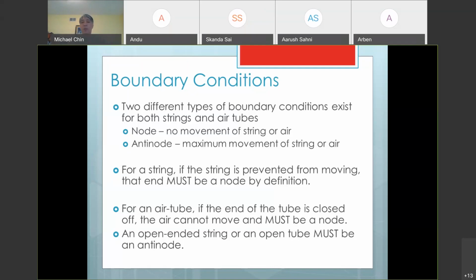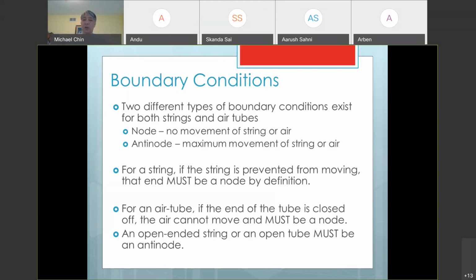For a string, it's almost always the ends are going to be nodes. Doesn't have to be. I can hold a string vertically and wiggle it, and it will reflect off of the end of the string that's free to move, and it will reflect on its way back up. So it doesn't have to be, and for whatever reason, the IB says we're going to deal with the open situation for a string as well. So just always ask yourself, must it be a node or must it be an antinode?